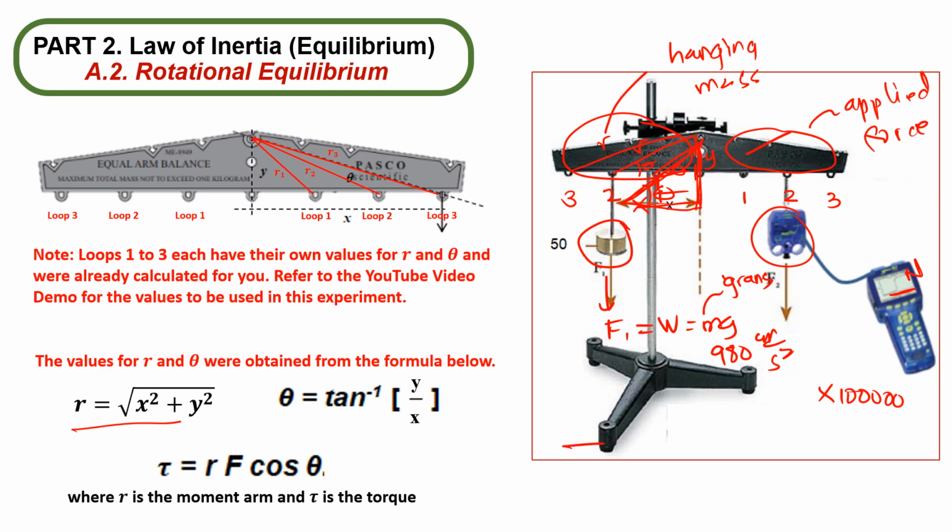And then for the torque, we need to compute the torque on the left side and also the torque on the right side. Our target is that they should be equal. The torque on the right side should be equal to the torque on the other side to make the system in equilibrium, or rotational equilibrium. The formula to compute for torque is this one: the applied force, or the weight of the hanging mass, multiplied by the lever arm, multiplied by the cosine of the angle.